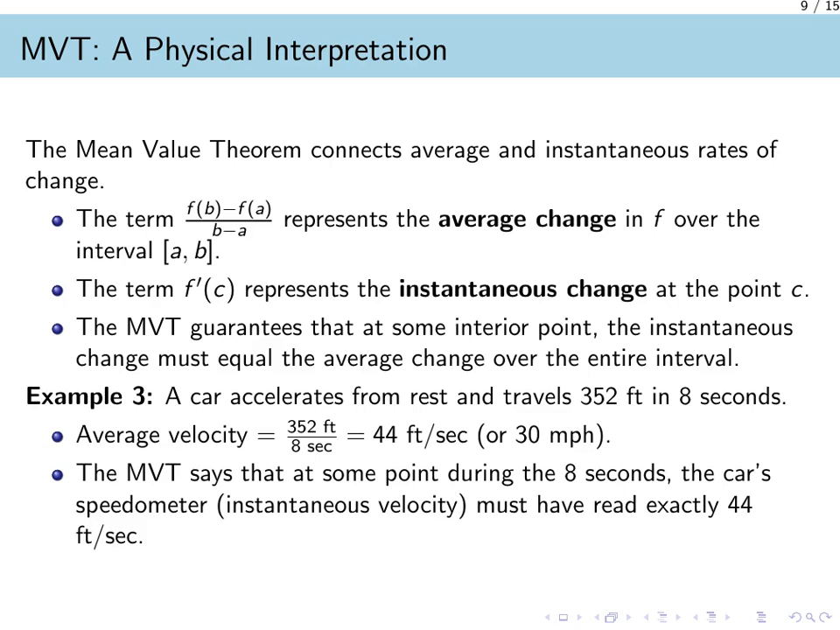For example, if a car accelerates from a stop and travels 352 feet in 8 seconds, its average velocity is 44 feet per second. The mean value theorem tells us that at some moment during that drive, the car's speedometer must have read precisely 44 feet per second. The essential takeaway is that the average rate of change over an interval is always achieved instantaneously at some point within it.